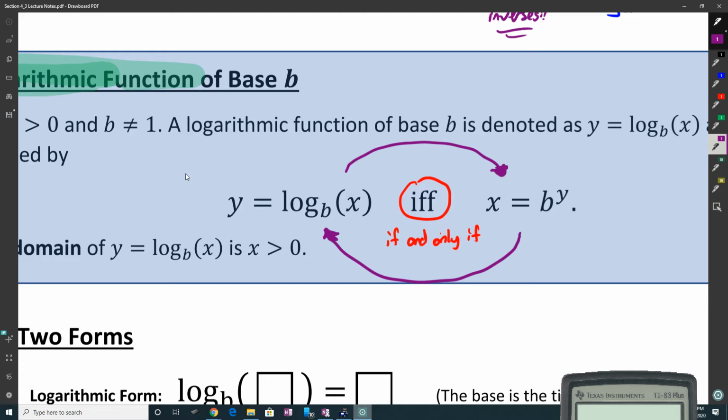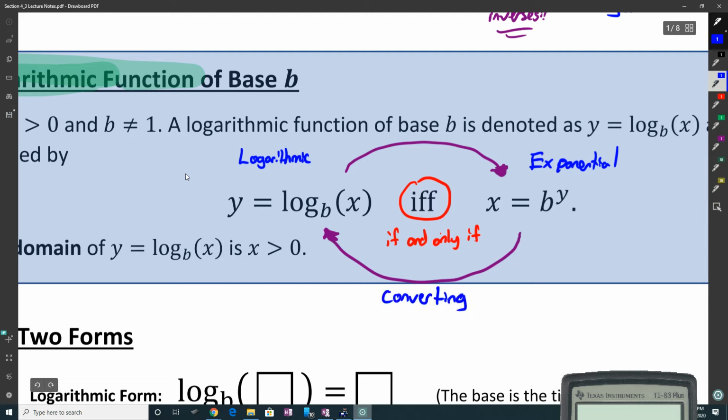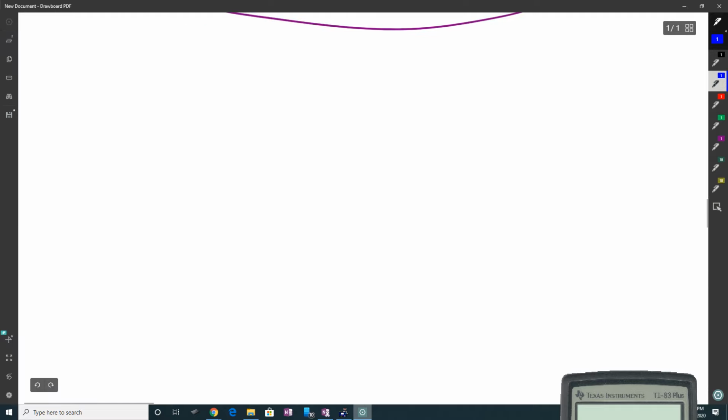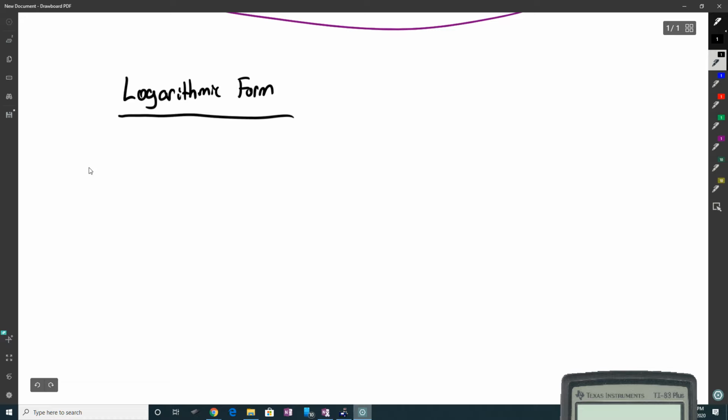Okay, these are two forms. You have your logarithmic form and your exponential form. And going between the two is known as converting. And that's going to be what we're going to spend a lot of time working on today. Okay, so going back here, if I'm dealing with a log, so logarithmic form, whenever we're dealing with a log, you have your answer.